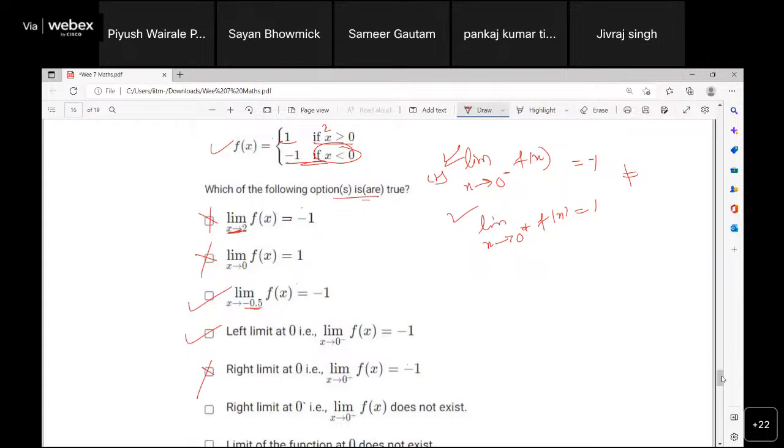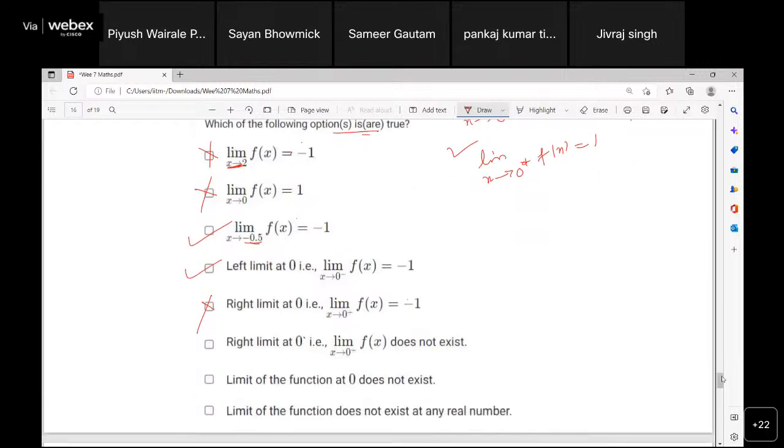Right limit at 0 does not exist. Is this correct? It is existing, sir. It is going to 1, right? It is 1, so this is not correct. The limit of the function at 0 does not exist.